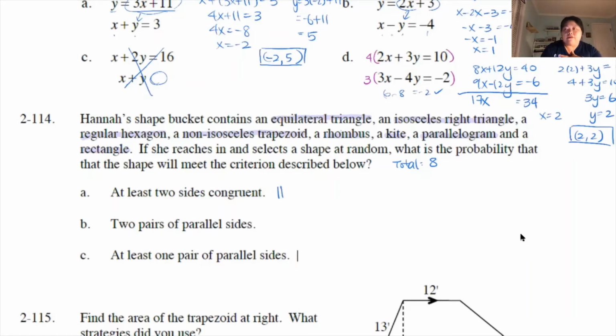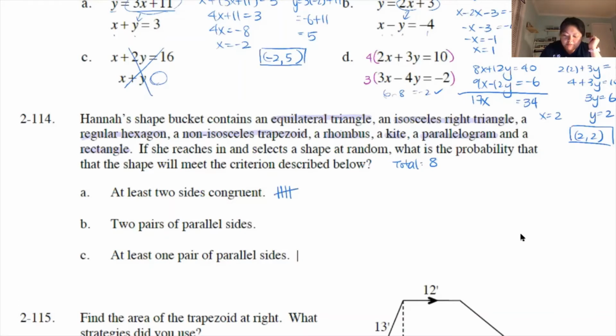A regular hexagon has 6 sides. All 6 sides are the same, so yes. A non-isosceles trapezoid, so no, because it's non-isosceles, so it doesn't have any congruent sides. A rhombus has 4 sides the same, so yes. A kite has 2 sides the same on top, 2 sides the same on the bottom, so yes.